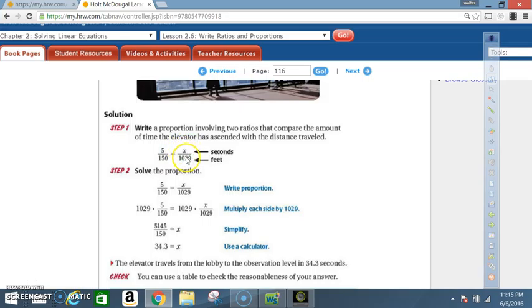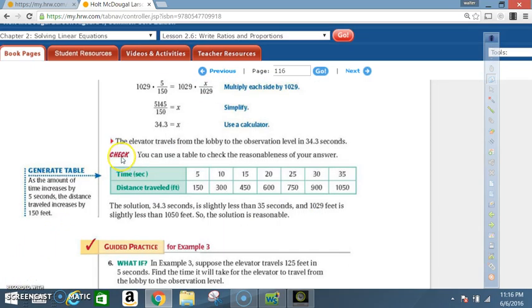All right, now, for those of us who may be a little bit lost, remember in the original problem, 5 seconds and 150 feet. So, seconds to feet. Here, you didn't know the time, or how many seconds. So, once again, seconds to feet.